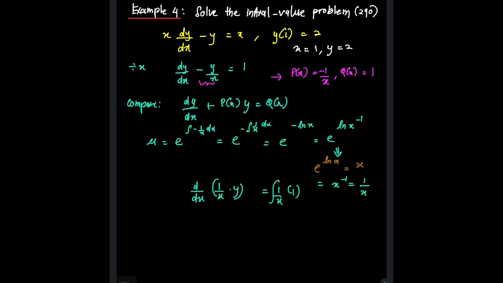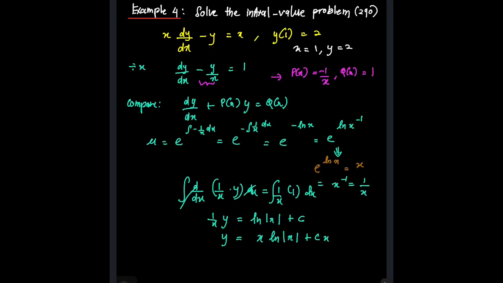Then what you have to do next is integrate both sides. So here the d over dx will cancel on the left hand side. What is left is 1 over x times y, equivalent to the integral of 1 over x, so you will get ln modulus of x plus c. Then your y is equivalent to, moving x to the other side, x ln modulus of x plus cx.